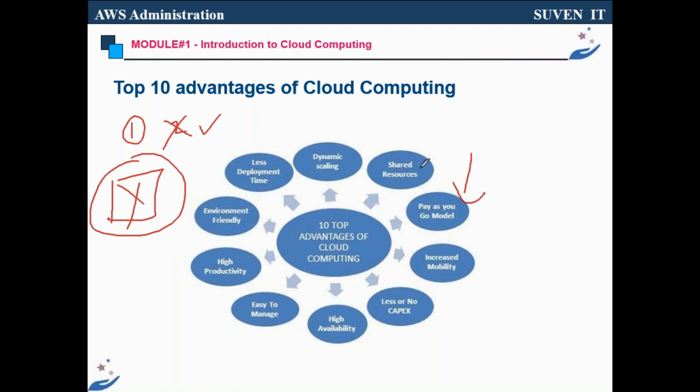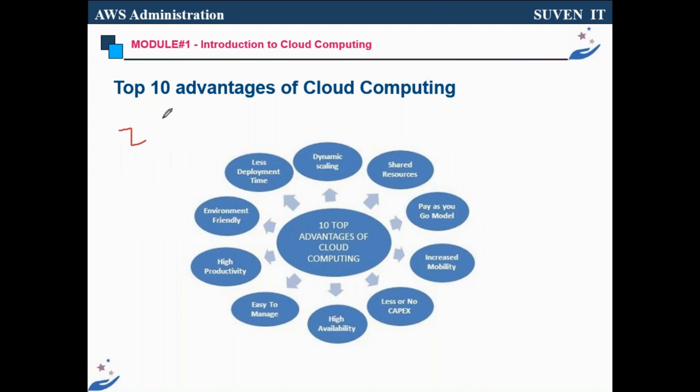Instead of that, with the pay-per-use model, I need it only for 1 month or 2 months. I need 2 CPU with 4 GB RAM, you can buy it. I need 4 CPU with 100 GB RAM, you can buy it. Whatever capacity you want, you can buy it.